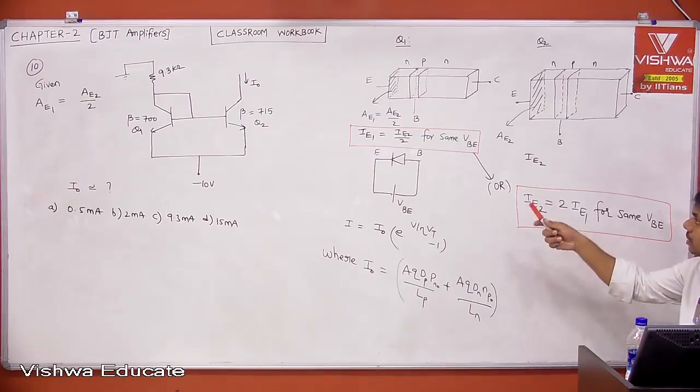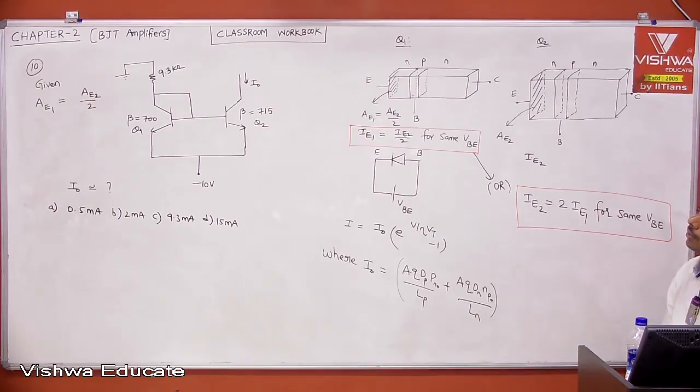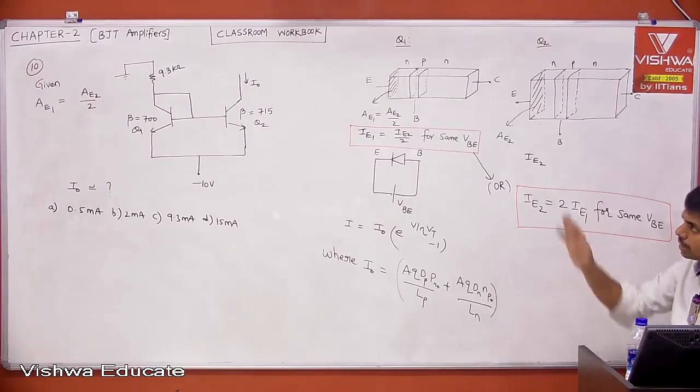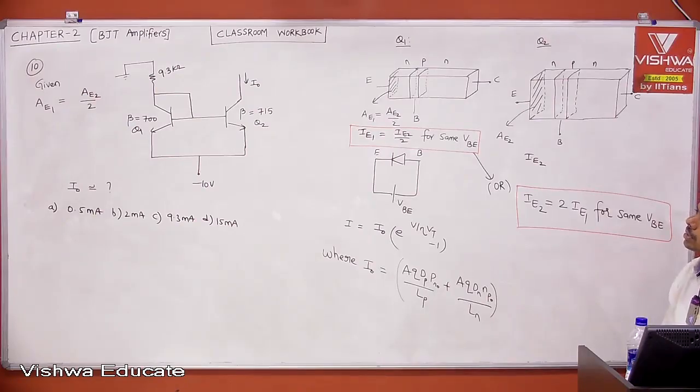But here area is twice, then your IE2 will be twice of IE1. It will be mirrored, but twice. Whatever current is flowing through Q1, same current, but into 2, that is Q2. If area is 3 times, then 3 times of Q1. If area is 4 times, 4 times of Q1. If area is half of Q1, then half. That depends on the area of your transistor. Therefore, we can get different current mirror ratios in the second transistor based on the area relation of Q1 and Q2. Okay, take it.